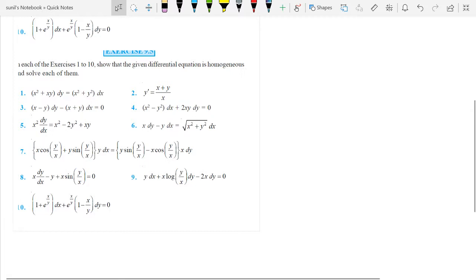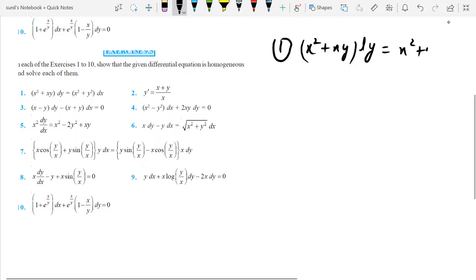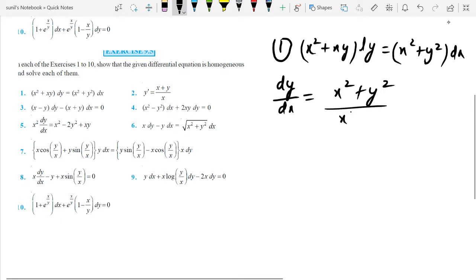The first problem is (x square plus xy) dy is equal to (x square plus y square) dx. We can either solve it for dy by dx or dx by dy. So we can write this as dy by dx is equal to x square plus y square upon x square plus xy. We can verify that this is a homogeneous equation.